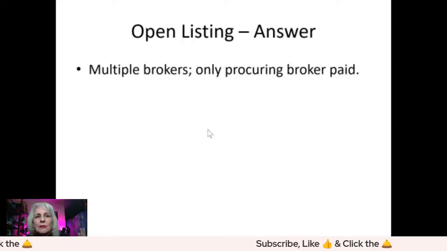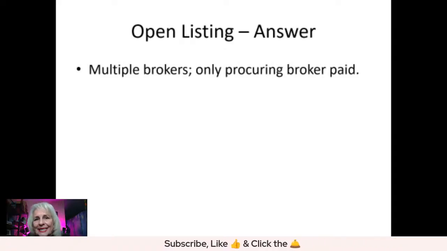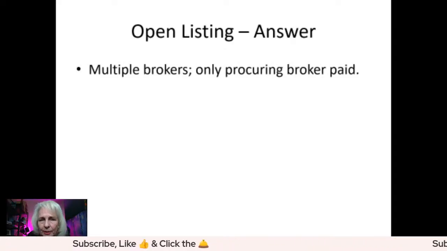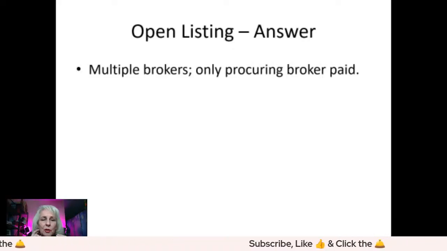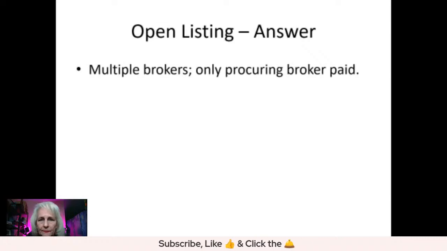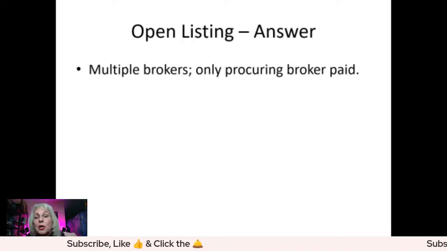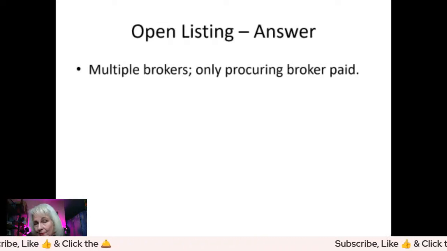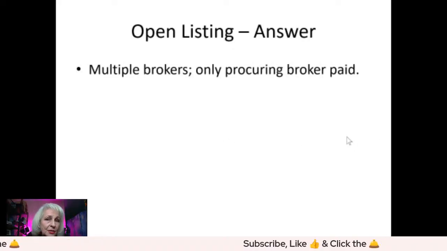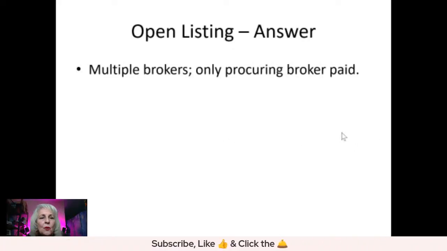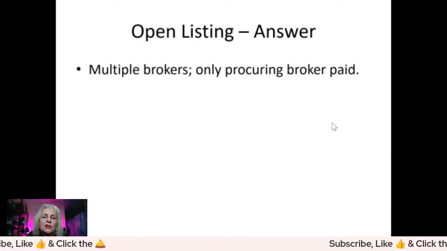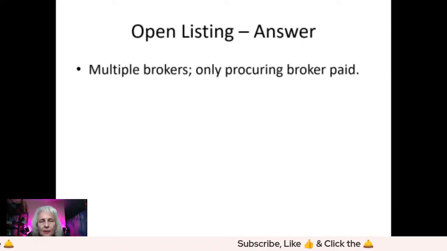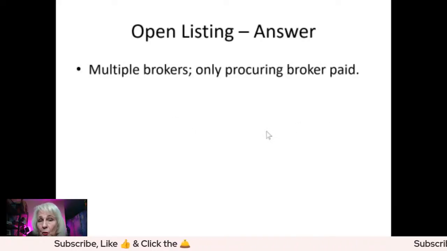Now, there is an exception when we have repeat clients that we've done a lot of business with, and they don't want to put it on the market yet. Okay. But we have an agreement directly with them because we have done a lot of business with them. So in some instances, we might accept an open listing, but it's best to have an exclusive right to sell listing from the start, because your broker may not accept an open listing anyway.